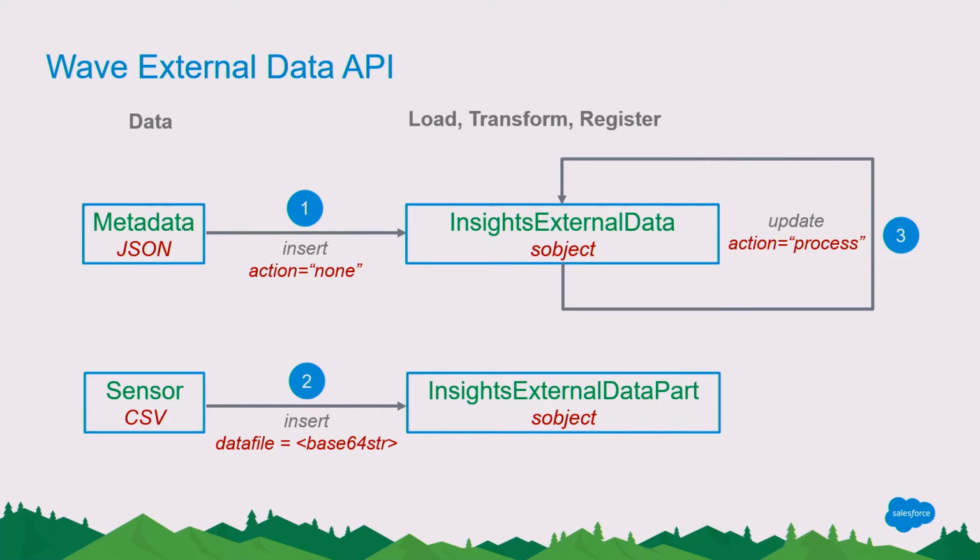So after the sensor data is inserted, you would then go back to the metadata record and update it with action equal to process. This tells the system to go and load the information into Wave Analytics. So if all goes well, you would have a data set in Wave Analytics.